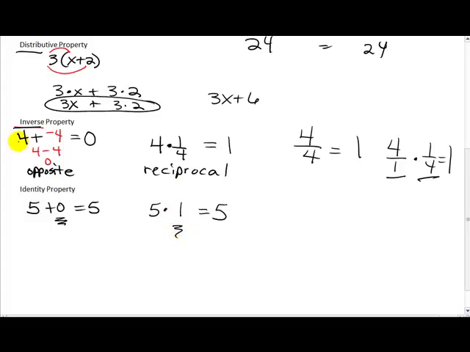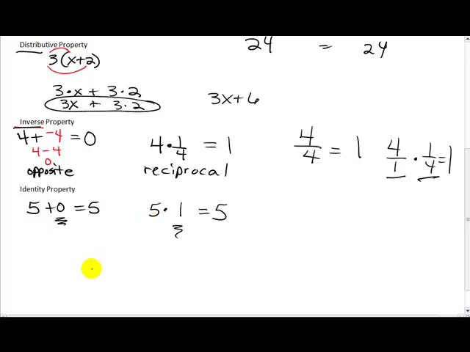And so again, we see the zeros, but in a different capacity, and the ones in a different capacity. Here, the inverse, we are to get to 0. The identity, we use the 0. Here, to get to 1 is our goal for the inverse, and here we use the 1 to keep the identity of the number.